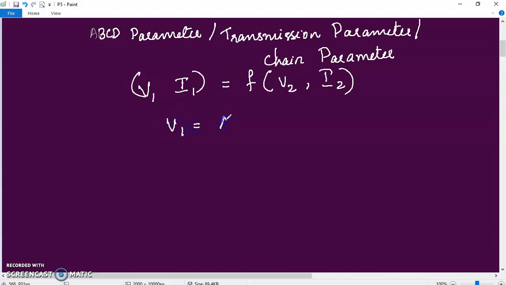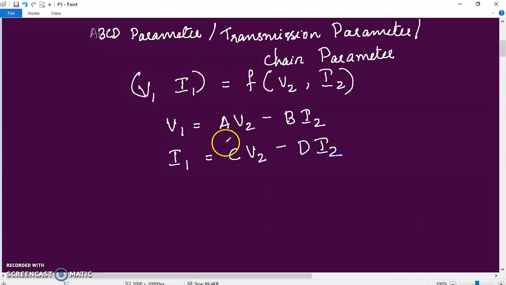V1 is equal to A V2 minus B I2. This is equation 1, and the next equation is I1 is equal to C V2 minus D I2. See here, V1 and I1 are expressed in terms of V2 and I2, and these are the coefficients used here. That is why it is called ABCD parameter.